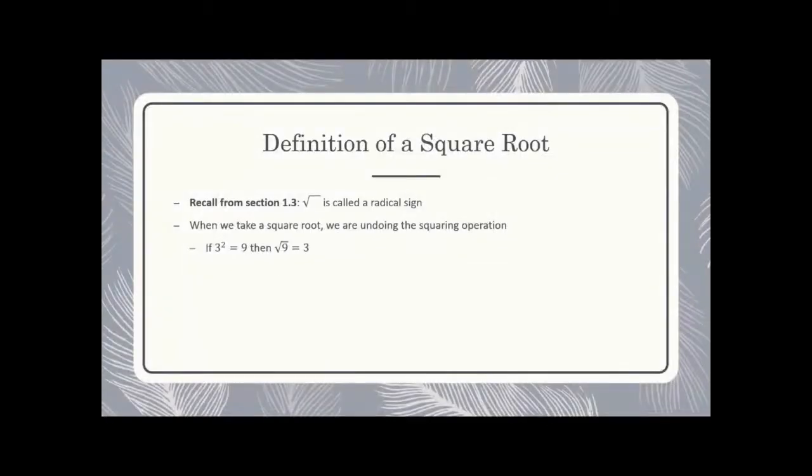So let's start with the definition of a square root. We actually looked at this in section 1.3, where we referred to the symbol as a radical sign. So instead of saying square root, you'll see it called a radical. When we take a square root, we're basically undoing the squaring operation. So 3 squared gives you 9, so the square root of 9 gives you 3. It's basically going back, removing what you squared.